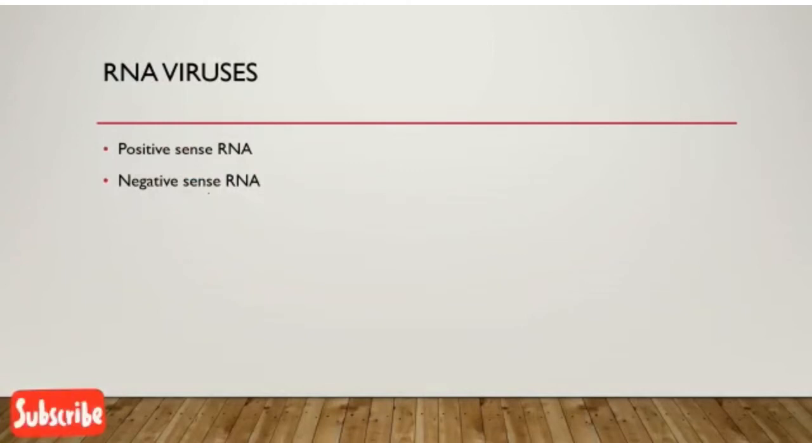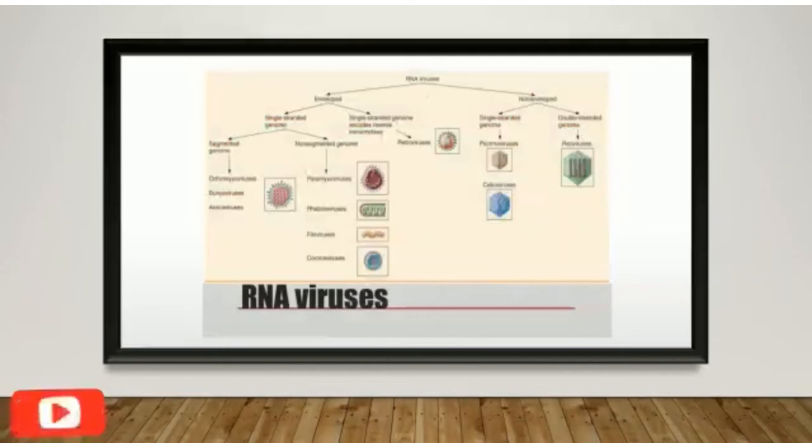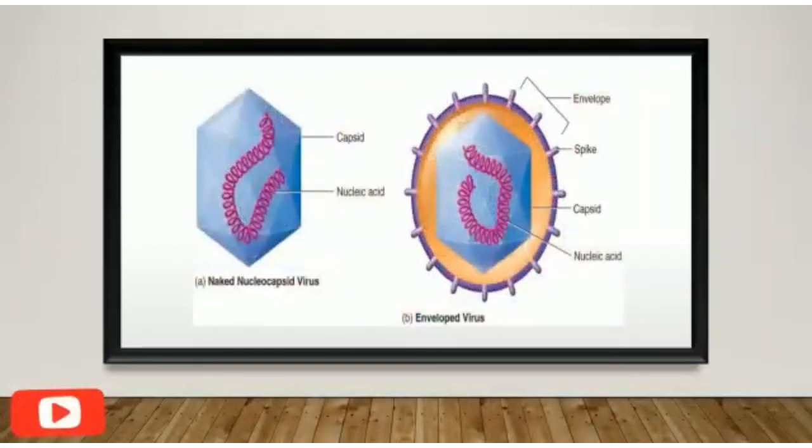RNA viruses mostly include single-stranded viruses. Positive sense RNA genomes are ready for immediate translation into proteins, while negative sense RNA genomes have to first be converted into the proper form, and then they have to be converted into proteins. Here's the hierarchy of RNA viruses. As you can see in the image, most of the viruses are single-stranded. Only a few are double-stranded viruses.